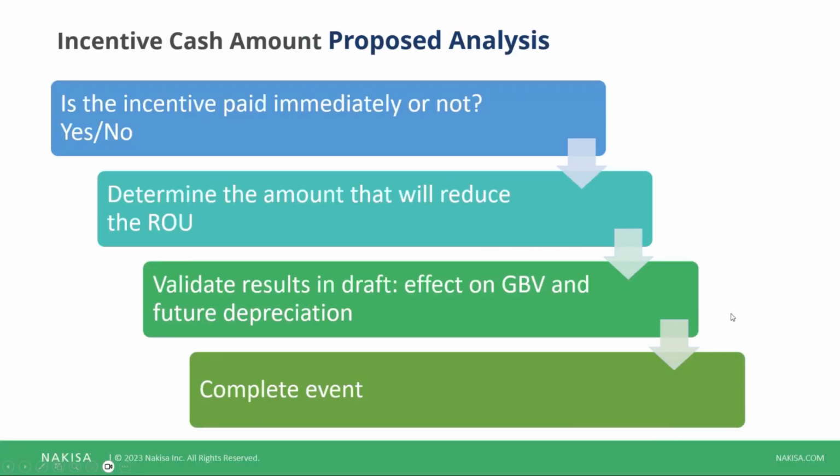And here is the process involved to add a cash incentive. First, we see if the incentive is paid immediately or not. And if it is paid immediately, we add it at the inception of the contract. And then we determine the amount that will reduce the ROU. And once we determine the amount, we add the incentive terms, and then we can validate the result in draft and see the adjustment in the gross book value and the future depreciation. And once everything is validated, we can complete the event.